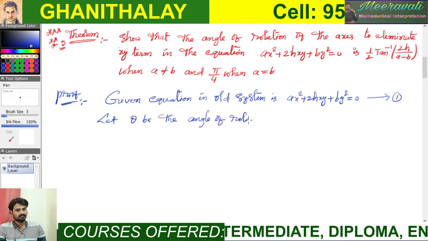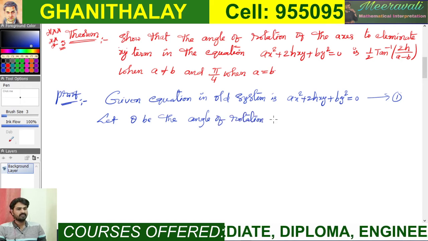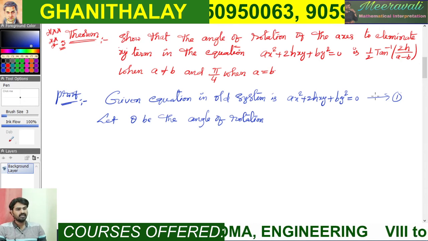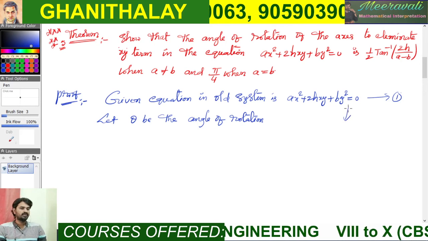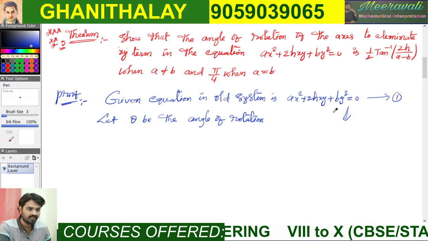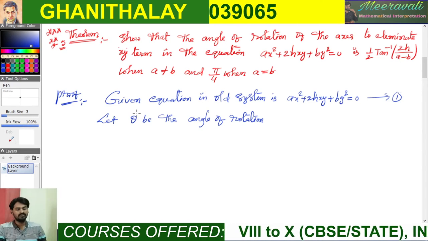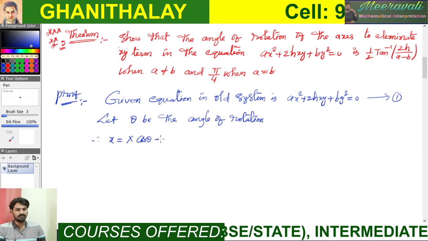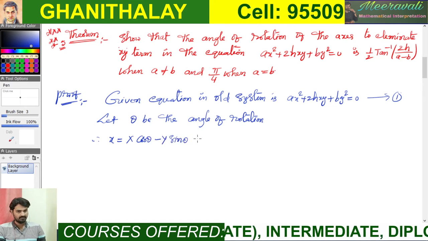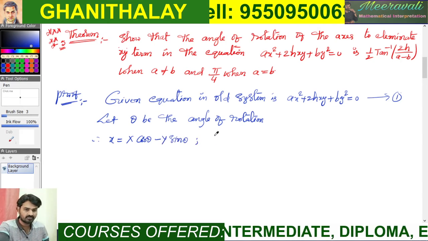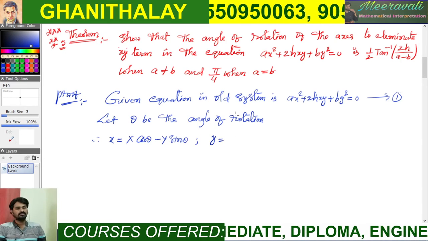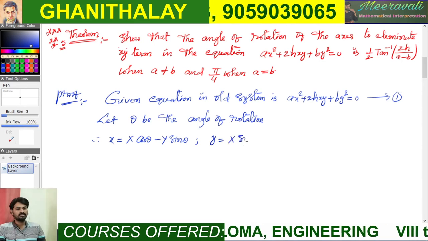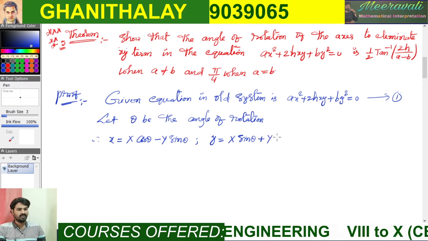Now when the angle of rotation theta is taken, the equation will be converted into the new system. Before converting to the new system, we can find the small x value and small y value by using the table. Therefore small x is equal to capital X cos theta minus capital Y sin theta. In the same way, small y is equal to capital X sin theta plus capital Y cos theta.